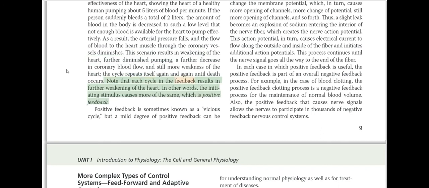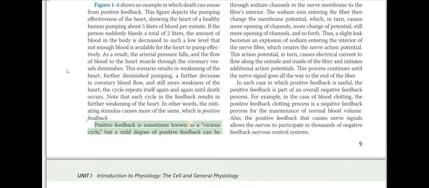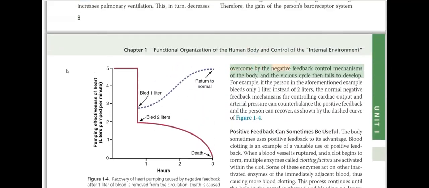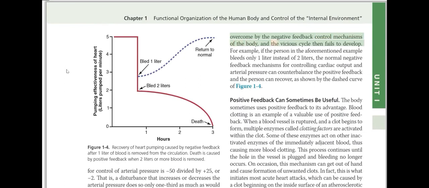Note that each cycle in the feedback results in further weakening of the heart. In other words, the initiating stimulus causes more of the same, which is positive feedback. Positive feedback is sometimes known as a vicious cycle, but a mild degree of positive feedback can be overcome by the negative feedback control mechanisms of the body, and the vicious cycle then fails to develop. For example, if the person in the aforementioned example bleeds only 1 liter instead of 2 liters, the normal negative feedback mechanisms for controlling cardiac output and arterial pressure can counterbalance the positive feedback and the person can recover, as shown by the dashed curve of Figure 1-4.